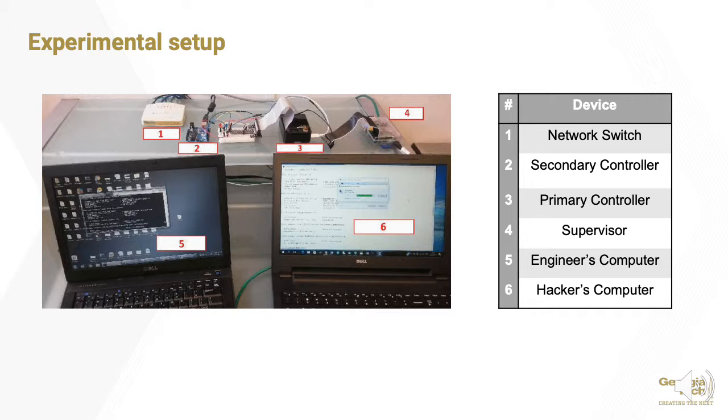The hacker's computer can be either a computer that is connected to the internal network using its IP address space, such as the engineer's computer, which is shown here as number 5, or an IP external to the network, such as the hacker's computer, which is depicted here with the number 6. It depends on the attack case scenario.